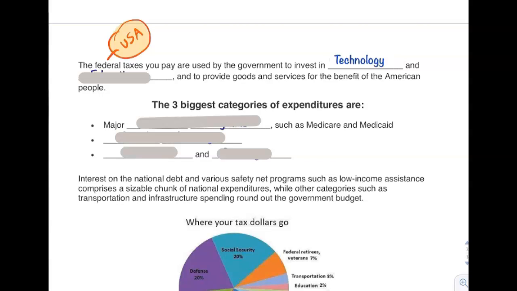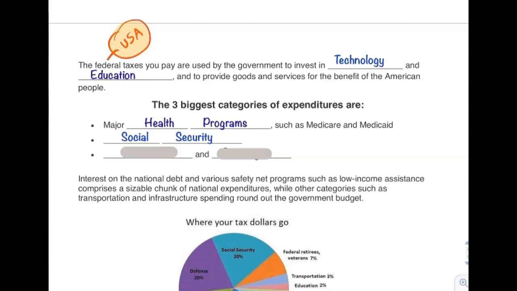So the federal taxes you pay are used by the government to invest in technology, education, and to provide goods and services for the benefit of American people. Right? So we benefit from the taxes. We all chip in so that we all get a service back, whether that's police officers, highways, bridges, roads, schools, all that kind of stuff. So the 3 biggest categories that our taxes are used for are major health programs, such as Medicare, we talked about yesterday, which is the government health program for anybody who's either not working or disabled, doesn't have health insurance.